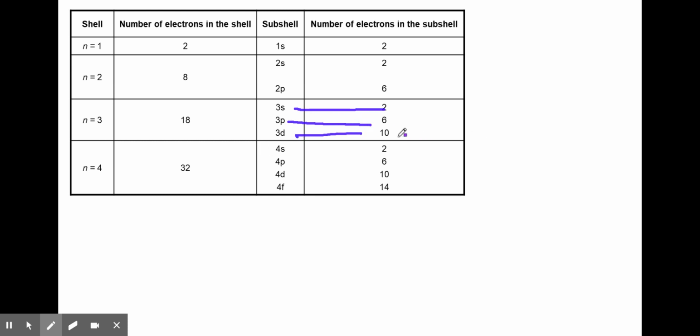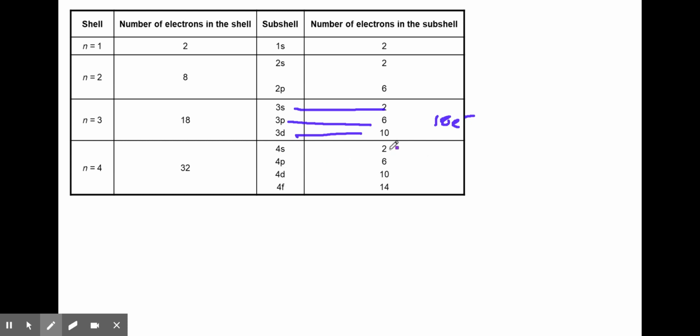The third subshell can hold 10. So 2 plus 6 plus 10 gives me 18 total electrons, okay? In row 4, so we're looking at potassium all the way over to krypton, we can hold a maximum of 32 electrons there, okay? You will see that the shell number is represented here, so 4, and then we have 4 subshells here, S, P, D, and F.